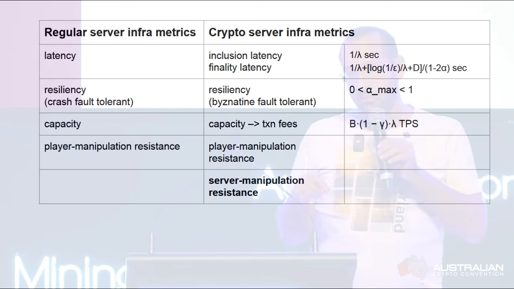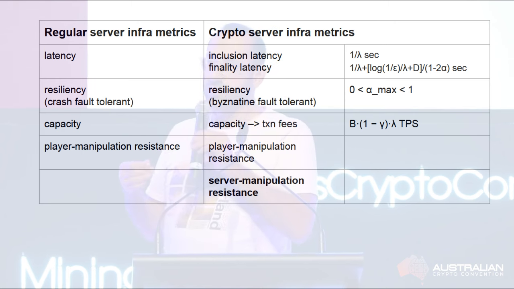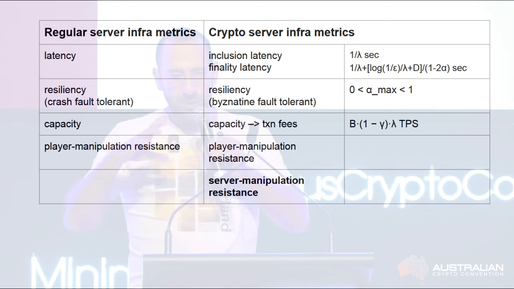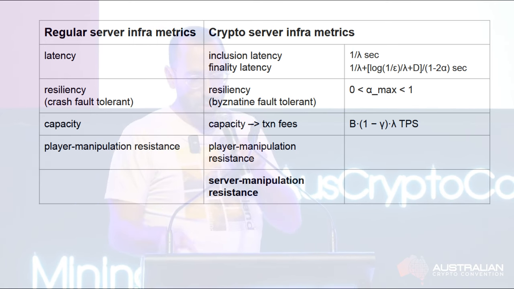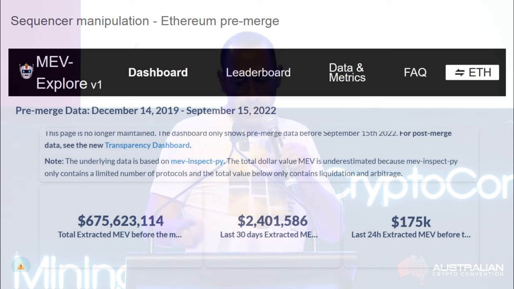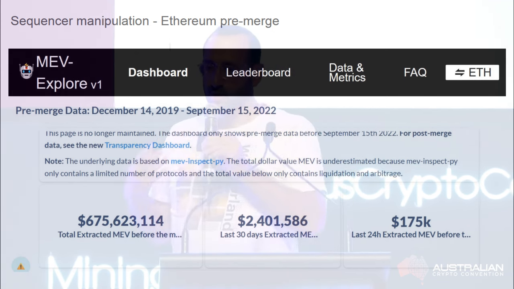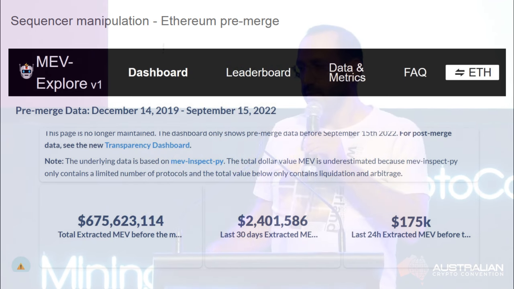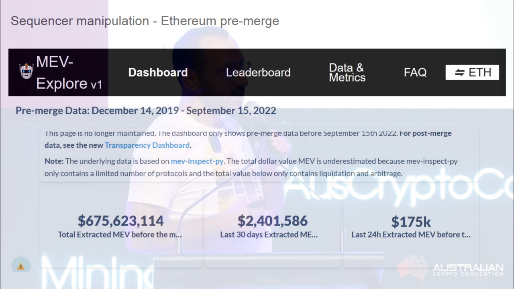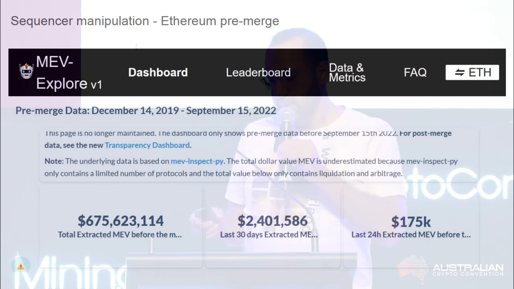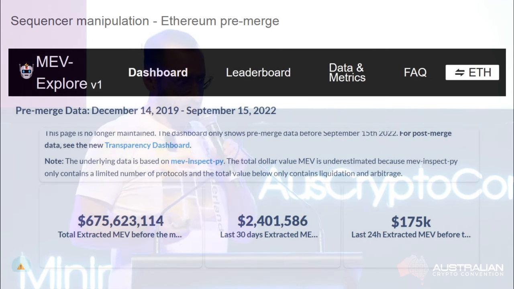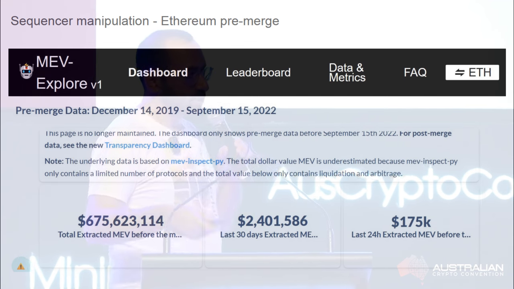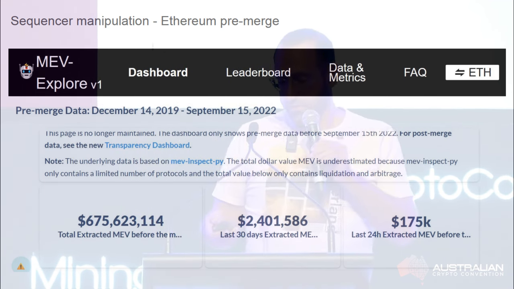What's unique about crypto, and what I want to touch on today, is the metric of resiliency to manipulation by the servers or by the miners or sequencers, the agents, the participants of the sequencing layer, whatever layer you want to call that. And indeed, this field has gained traction. In Ethereum, the main DeFi ecosystem, the manipulation by sequencers has come up quite profitable. These are numbers from pre-merge. The new numbers are more delicate, and I won't go into them. So it's a large market, and lots of the activity in Ethereum is around these concepts of server manipulation or miner manipulation, sequencer manipulation, revenue, MEV.